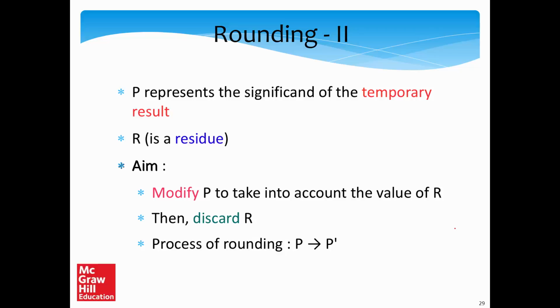So, the terminology again, P represents the significand and the temporary result. It's stored as a 24-bit unsigned number, right? That's P. And we are storing the residue as a number which is strictly less than 1. So the aim is to modify P to take into account the value of R, and then we can happily discard R. For example, let me give an example in the world of decimal numbers.